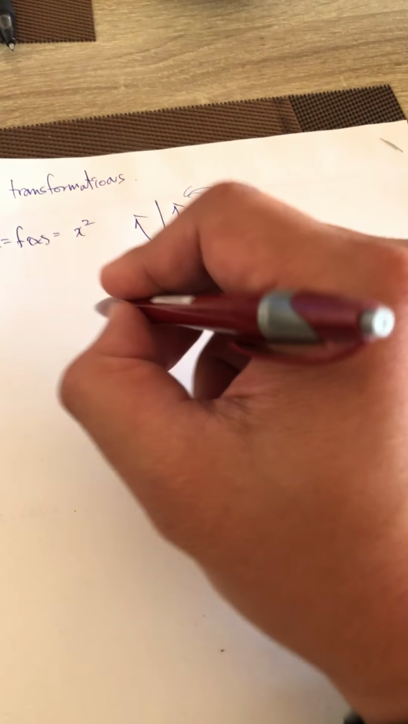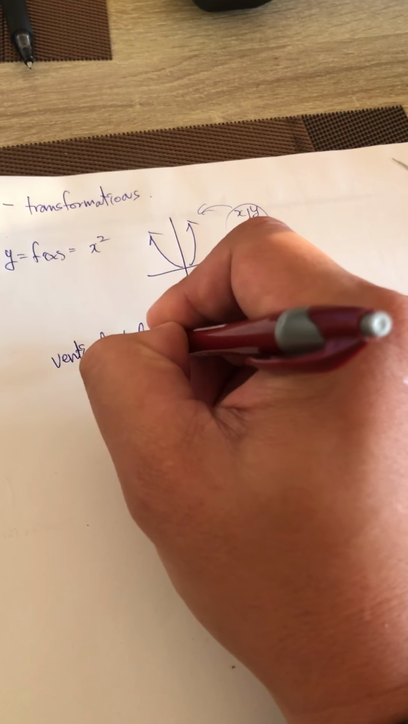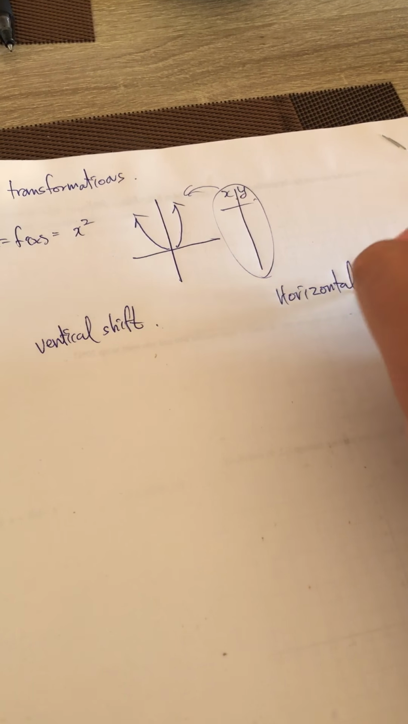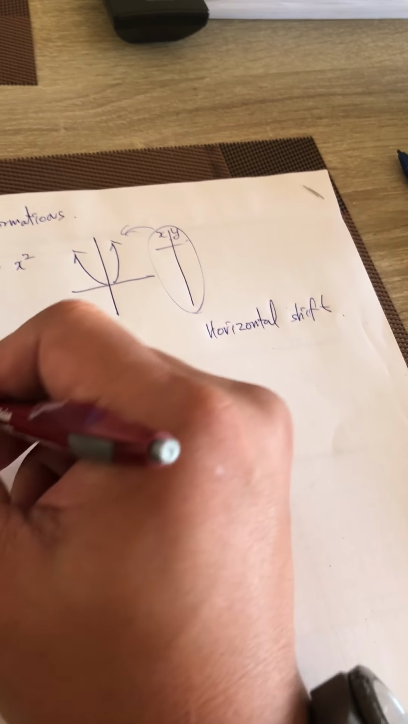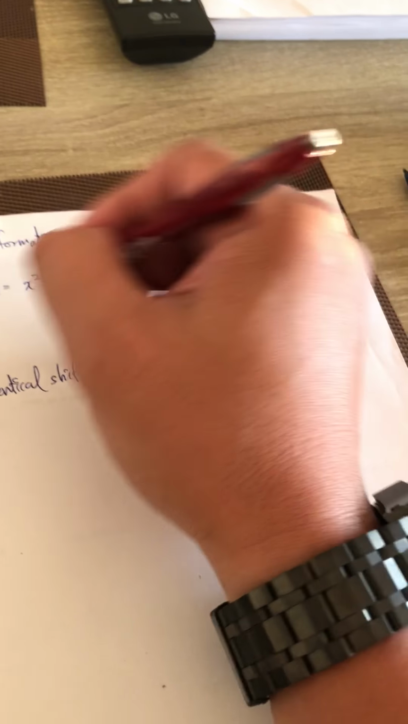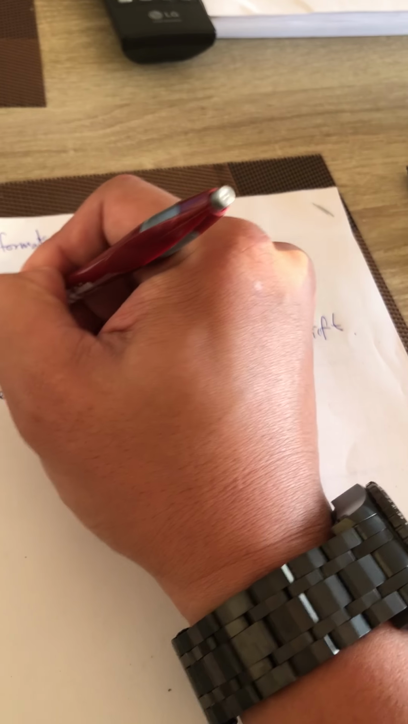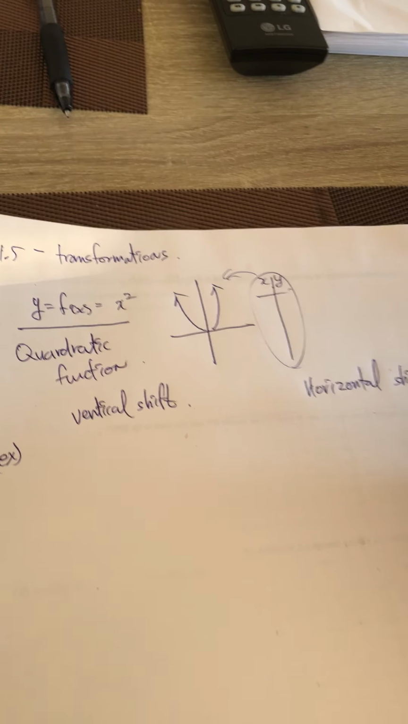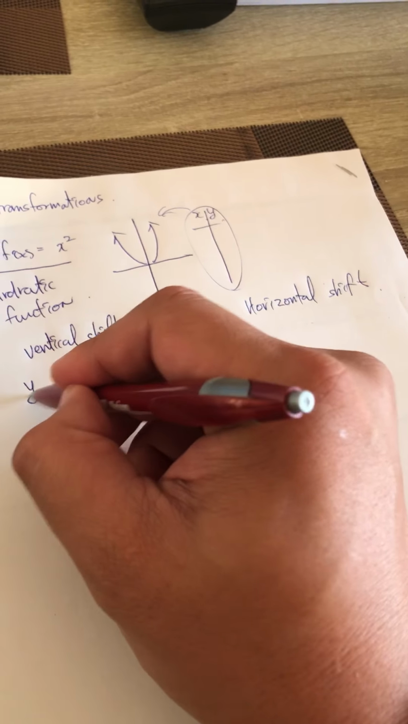Now, from this point, you have a few things that you have to understand. Number one is something called vertical shift, and we have something called horizontal shift. Now, vertical shift, let me give you one quick example. First of all, before we go on, by the way, this is called quadratic functions. Now, vertical shift, simply, let me give you two different forms.